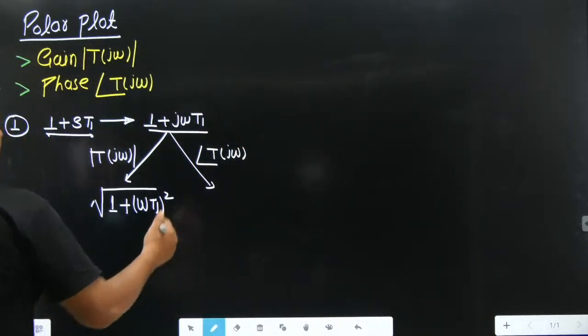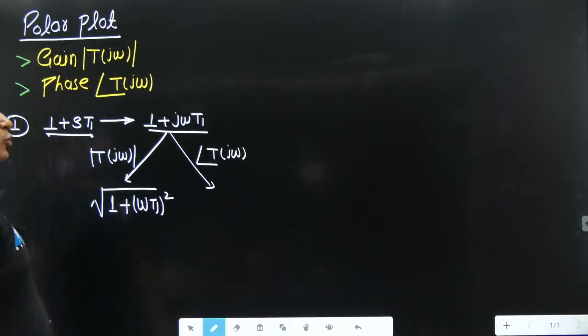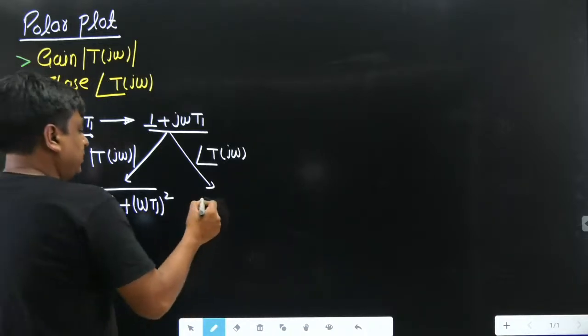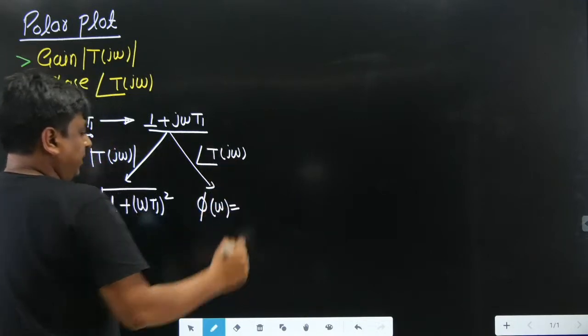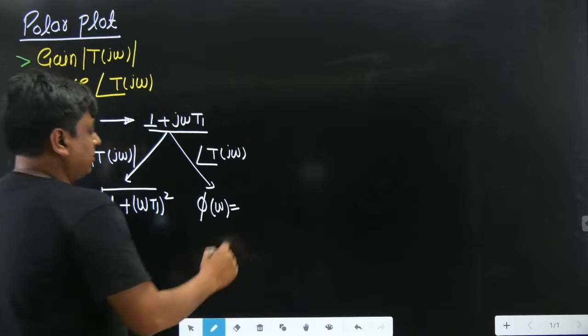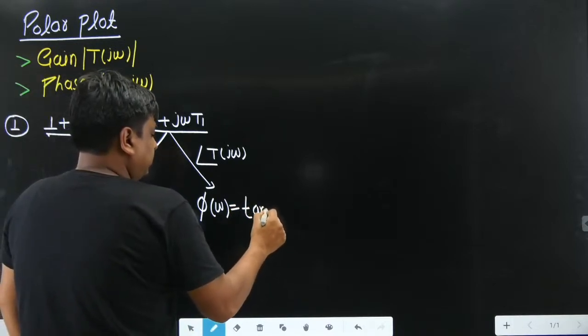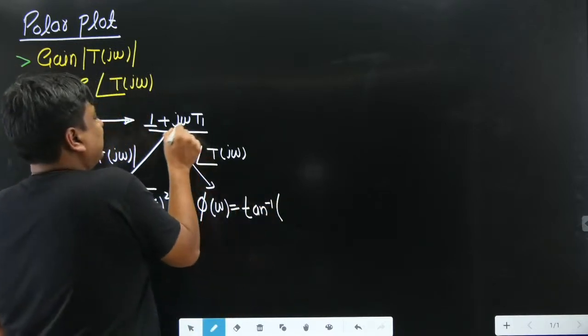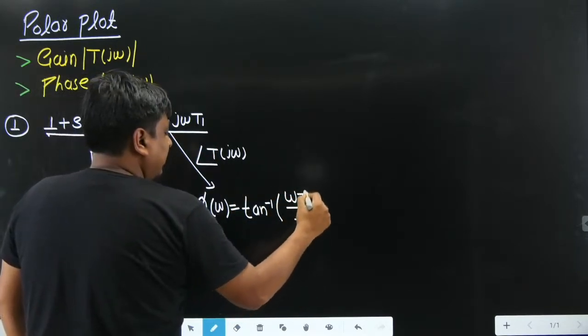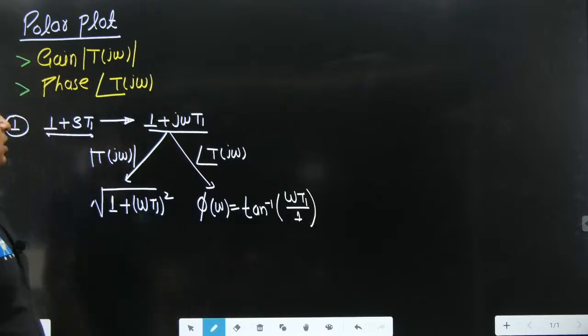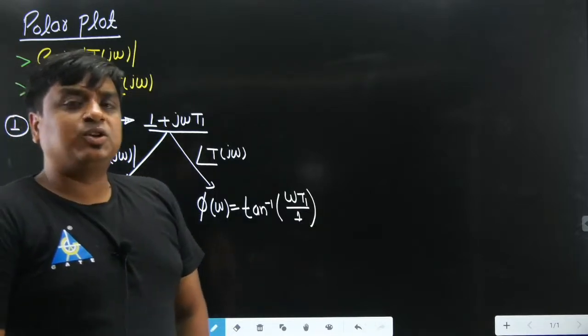In the same sequence, if we talk about how much phase shift would be provided by the system, the phase, which depends on frequency, is simply going to be tan inverse of the imaginary part over the real part. What had been the imaginary part over here? It's been omega t1, and similarly the real part had been 1.